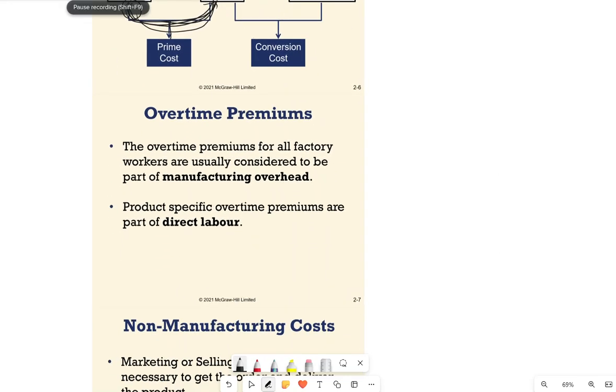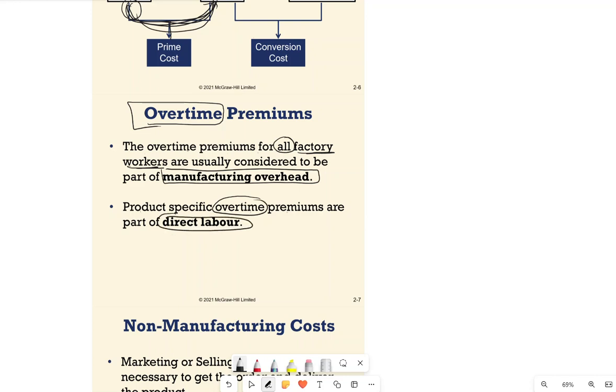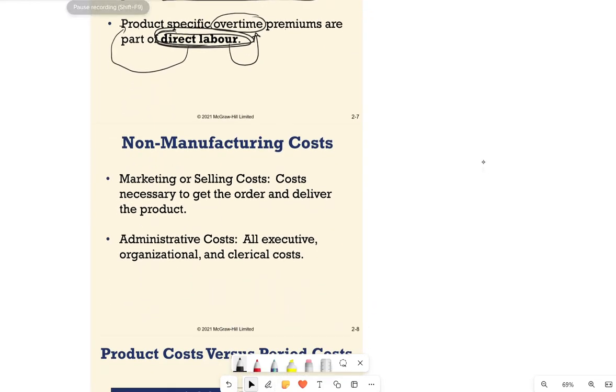Now if somebody works overtime, the next one is overtime. When the employees work overtime, we call it an overtime premium. The overtime premium for all factory workers will be part of my manufacturing overhead. A product-specific overtime is part of the direct labor. So if you can trace it to the product and it's a direct labor and you're paying them overtime, then it will go as part of my direct labor.